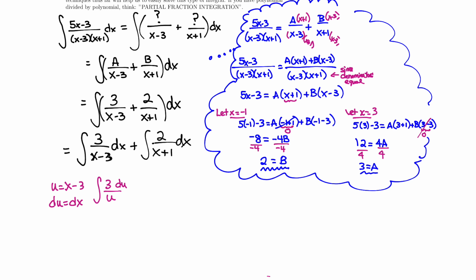Thank you, thank you. All right, so now I go back. 3 over u du. 3 ln of u, absolute value. And then we back substitute, and that's going to give me 3 times the natural log of the absolute value of x minus 3. Look how easy that was. Was that like a piece of cake?